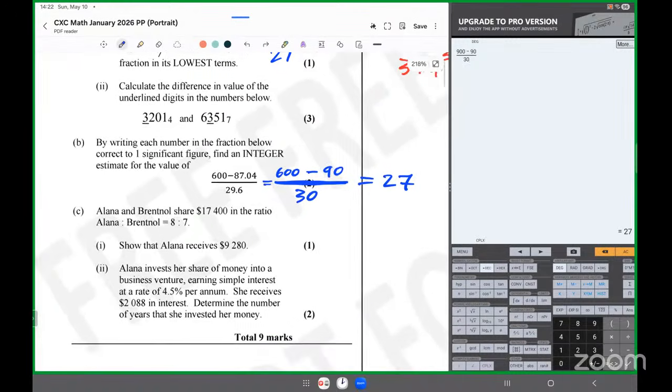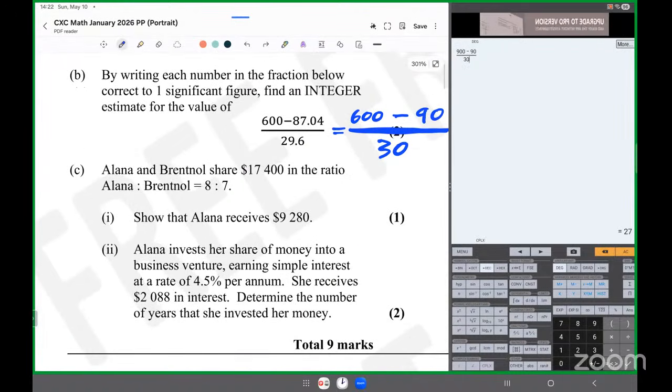Our next question said, Alana and Brent, whatever that is, shared this amount of money in the ratio 8 to 17.